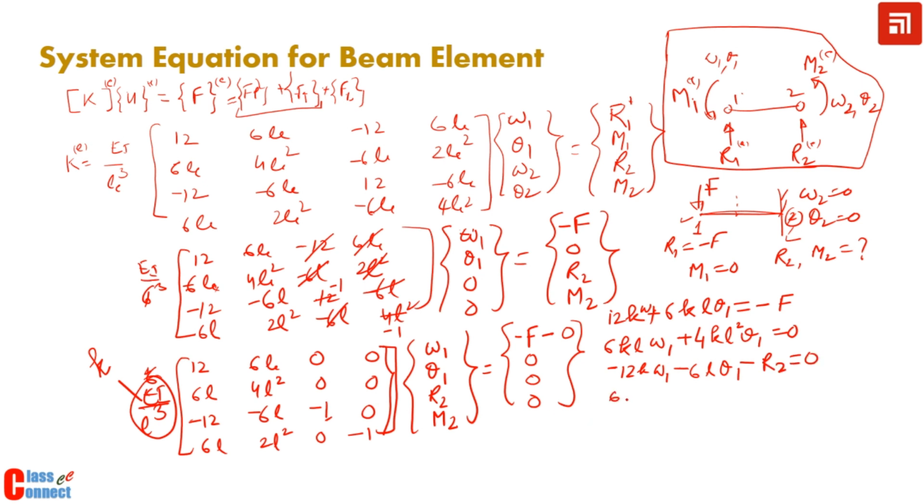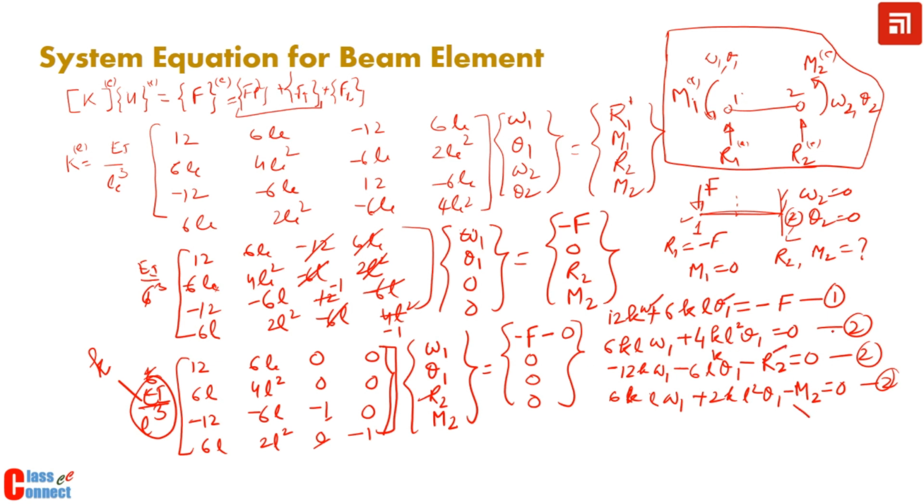Similarly, we have 6KL omega 1 plus twice KL square theta 1, this is 0, this 0 multiplied by R2 and then it is minus M2 is equal to 0. So now we have four equations here and we have four unknowns. What are those unknowns? This W1, theta 1 and R2, M2.